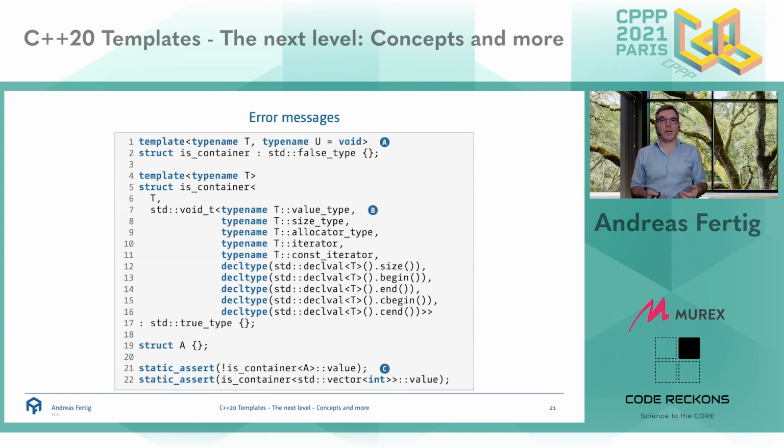Such a container comes with a value type, a size type, an allocator type, an iterator type, and a constant iterator type. And it provides the member functions size, begin, end, cbegin, and cend. There may be more elements to a container in the standard library, but let's go with these basic 10 requirements, okay? And my isContainer checks that.